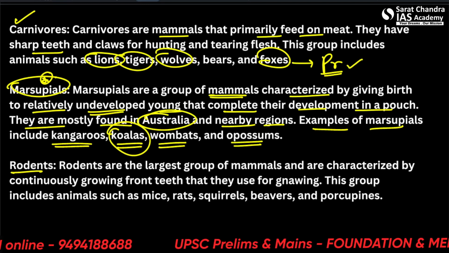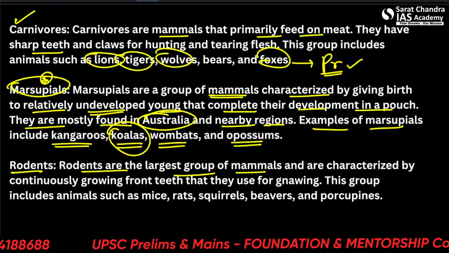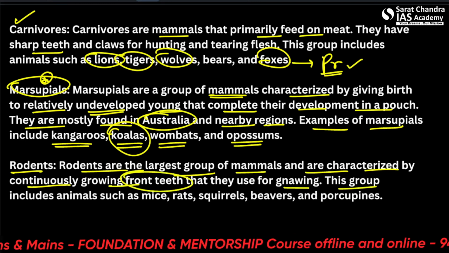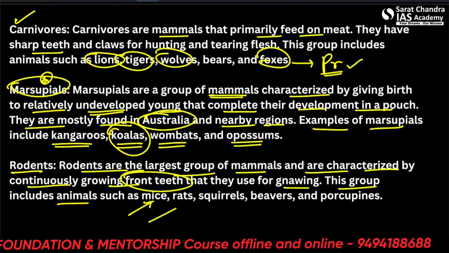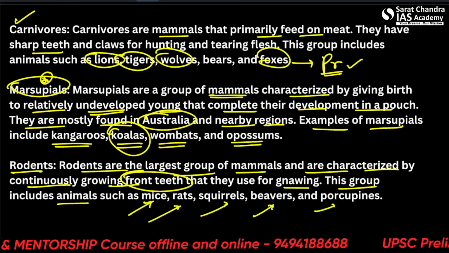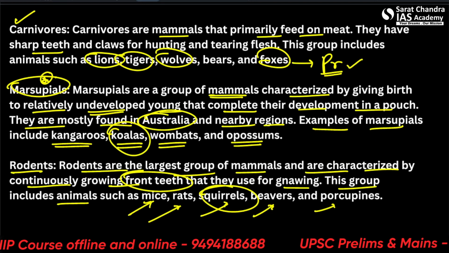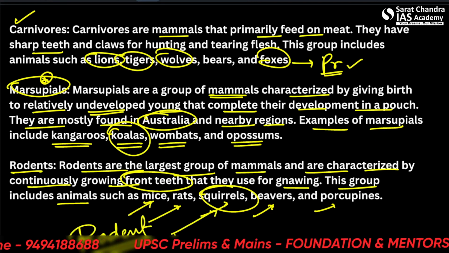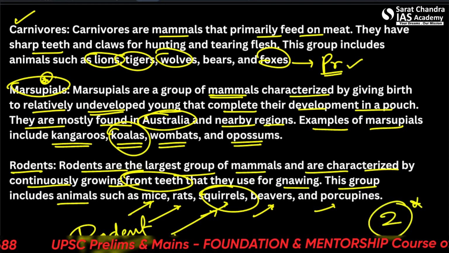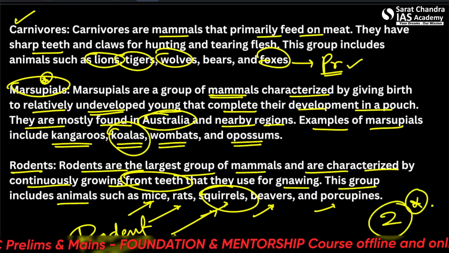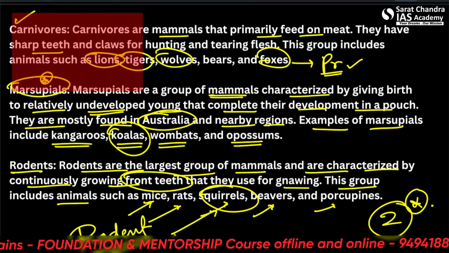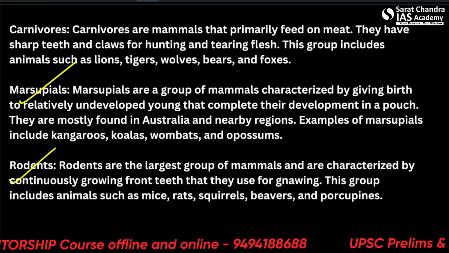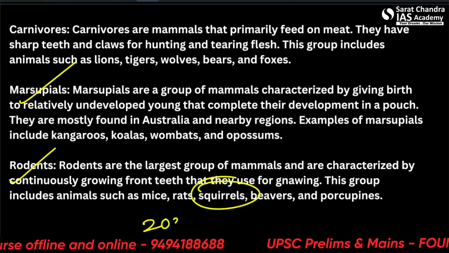Alright, so when we talk about the rodents, they are also the largest group of mammals and they are characterized by continuously growing front teeth that they use for gnawing. This group includes animals such as mice, rats, squirrels, beaver and porcupines. Another question came about squirrels from the rodent group of Mammalia. So two questions from here. So it leaves no doubt that this topic is important. We should read about it. Back to back, two questions from marsupials and rodents. Marsupials direct question, rodents squirrel question in the prelims 2023.